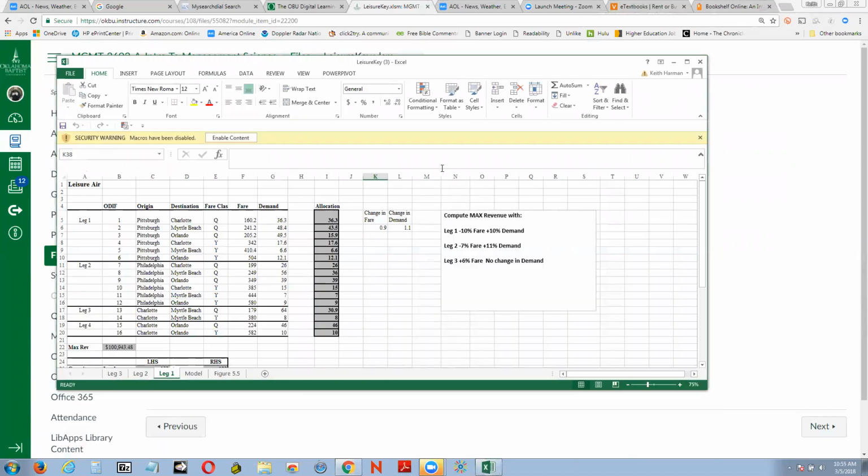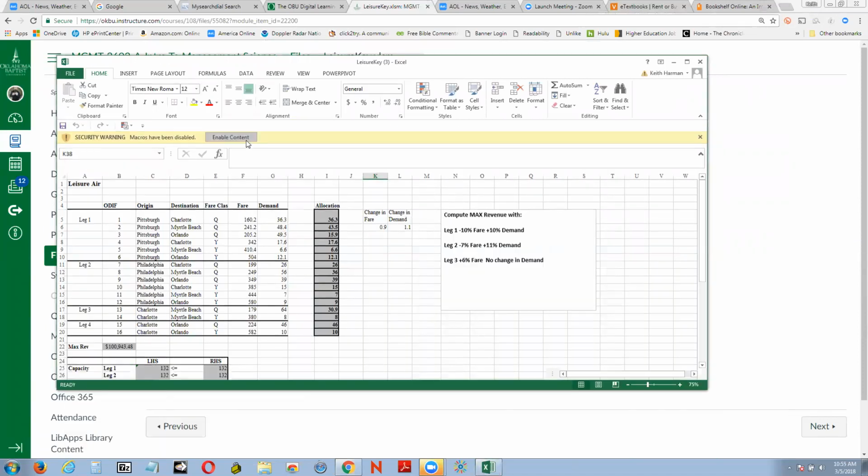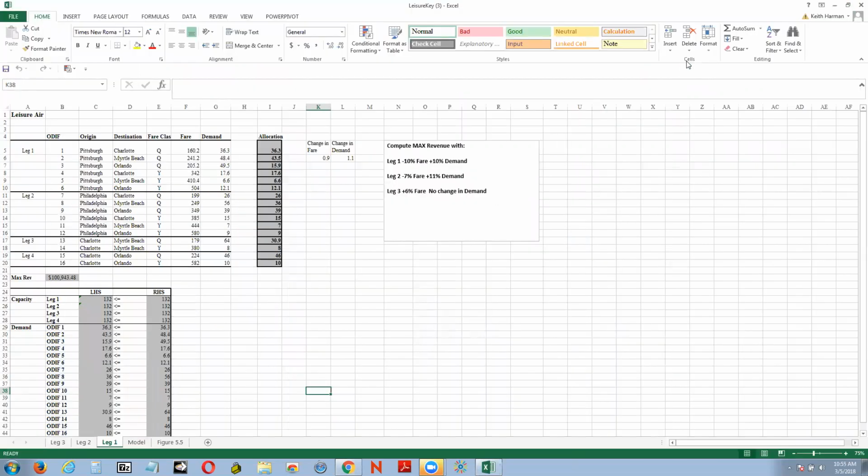Now, Leisure key is, again, one of these typical cases where I ask you to change some variables and then see what you get. In this case, I ask you to go ahead and for each of the legs, for leg 1, raise the fare 10%, and then reduce the fare 10% and raise demand 10%. Then on leg 2, decrease the fare 7% and increase demand by 11%, and then on leg 3, increase the fare by 6%, no change assumed in demand. And I have over here also a little assumptions area, changes in fare, changes in demand, okay?